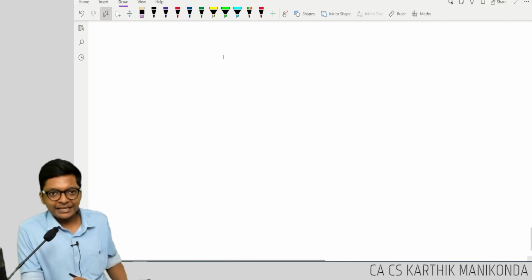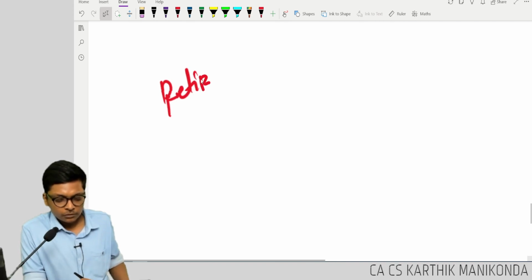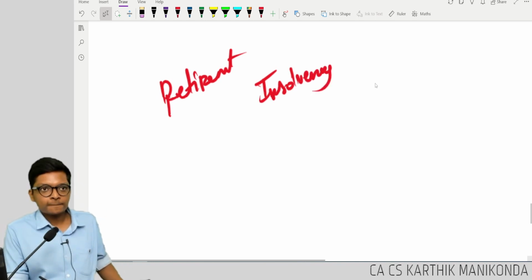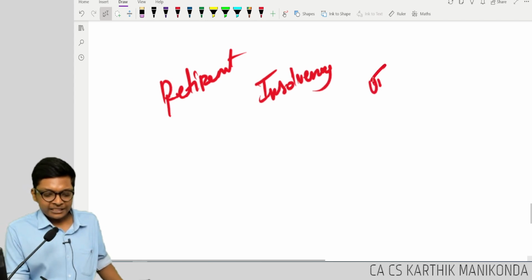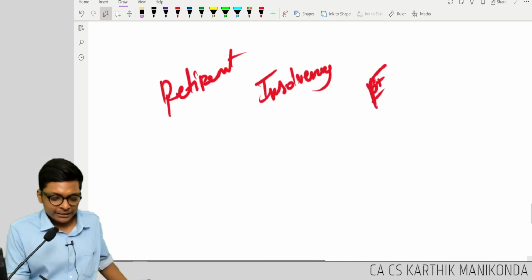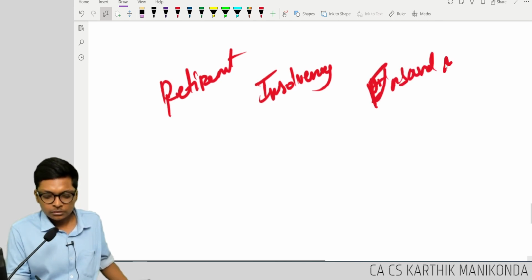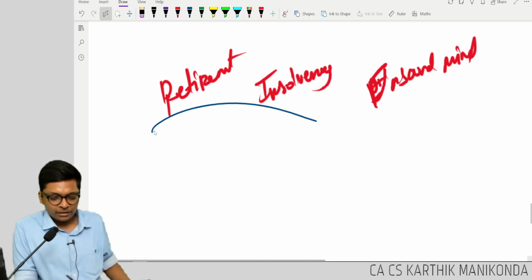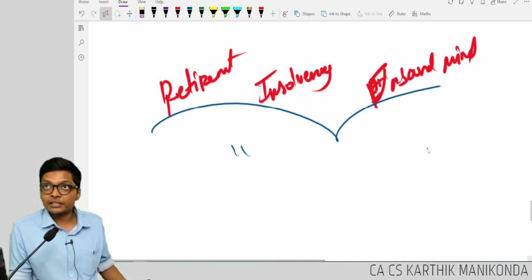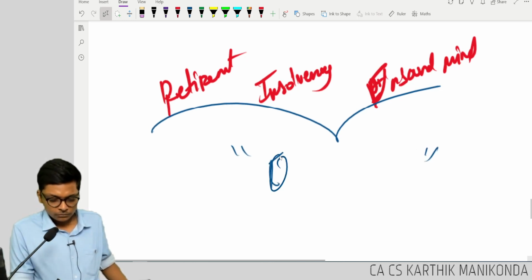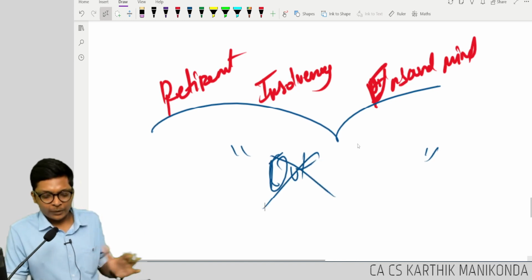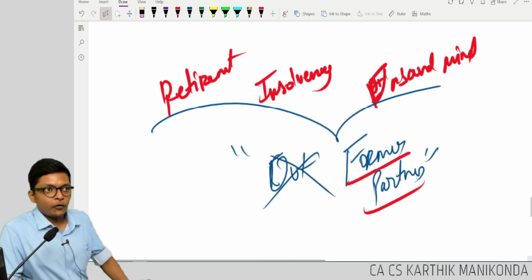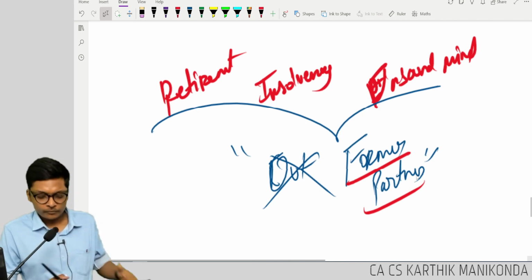When does a partner leave the LLP? In case of retirement, or insolvency, or in case of expulsion. Let's say the partner becomes of unsound mind. So in case of retirement, insolvency, or the partner becoming of unsound mind, he will leave the firm. Once he leaves, he is known as a former partner. From where the term former came, former cricketer, like that, former partner. Are you guys following?